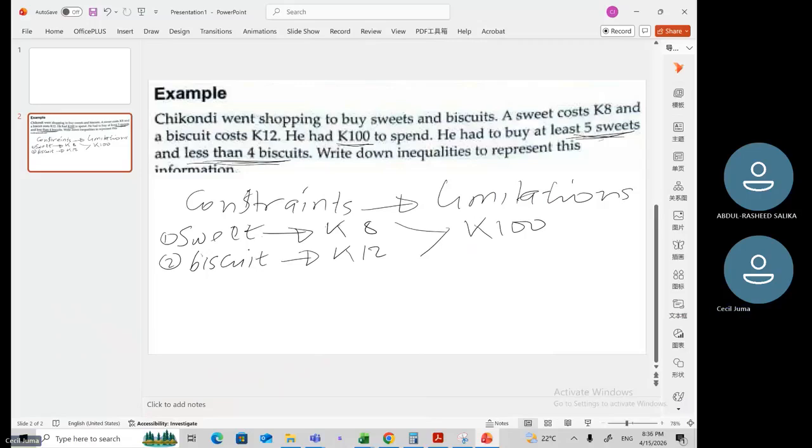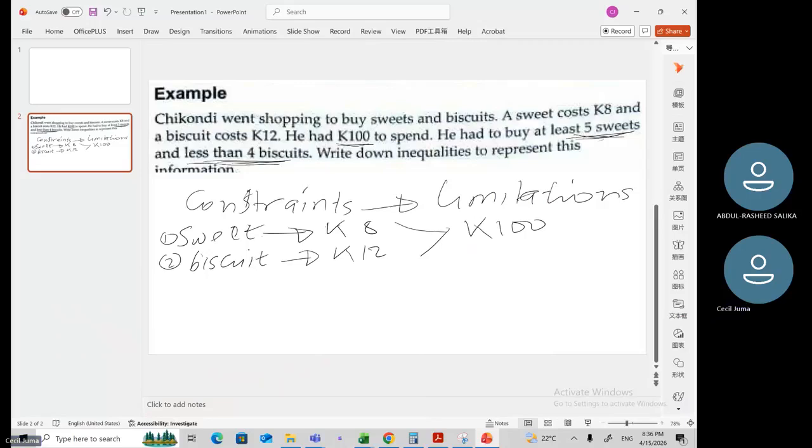Now, because linear programming is an optimization method that helps you to get more sweets and more biscuits from 100 kwacha. What combination can you use to achieve more? That's what we want to achieve from this one. So we have sweets, which cost 8 kwacha. We have biscuits, each cost 12 kwacha.